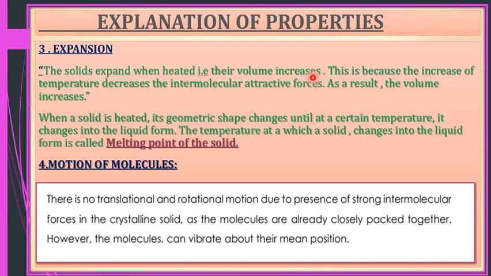When a solid is heated, its geometric shape changes until a certain temperature, where it changes into the liquid form. The temperature at which a solid changes into the liquid form is called the melting point of the solid. When a solid starts to change its state from solid to liquid, that point is called the melting point. Number 4 is motion of molecules.